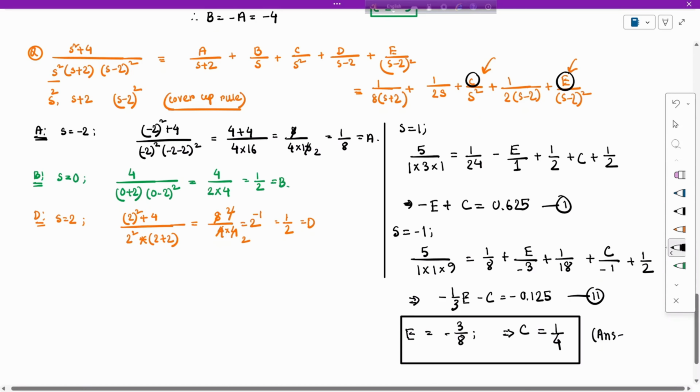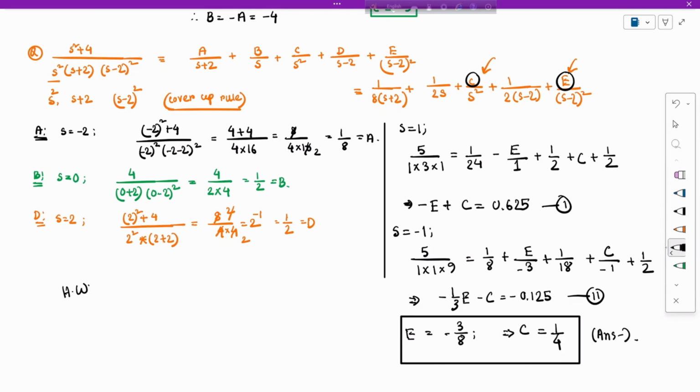If you like, you can verify this answer by using the equating coefficients method, and that's homework that I would like to leave behind for you: solve this expression with equating coefficients and match the answers here. If you don't match, that means your equating coefficients method contained some mistaken calculations.